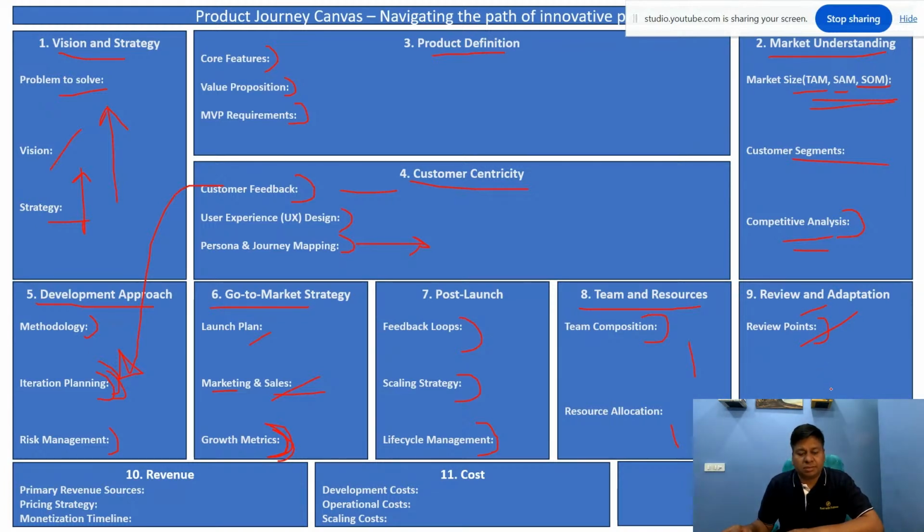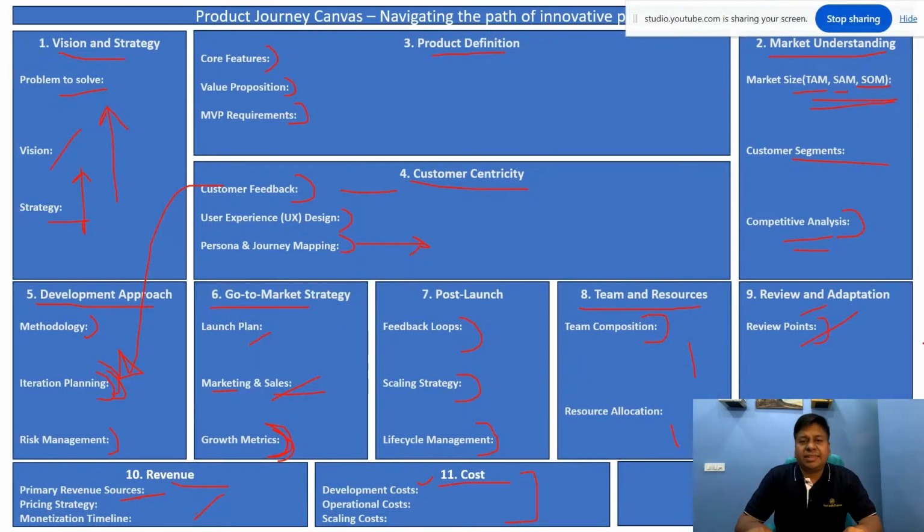What is my revenue stream? What is my primary revenue source, pricing, what is my pricing strategy, what is my monetizing timeline? And cost, what cost I'm incurring, either it's development, operational, or scaling. Sometimes scaling is itself a big cost. So we need to consider all of these things. At the end, break-even analysis.